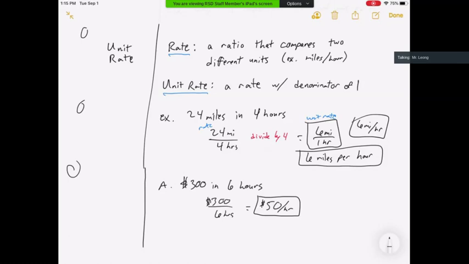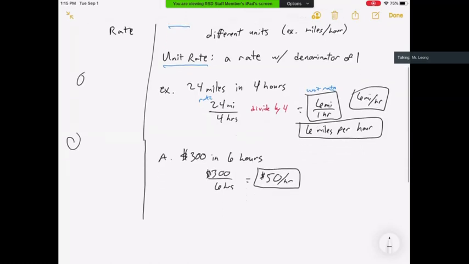If someone says, hey, go to the other room and grab me 10. Huh? 10 what? 10 shoes? $10? 10 pencils? You need to make sure that you are using your units to explain what the numbers mean. Otherwise, they're just random numbers. Okay, so let's go ahead and do another one.